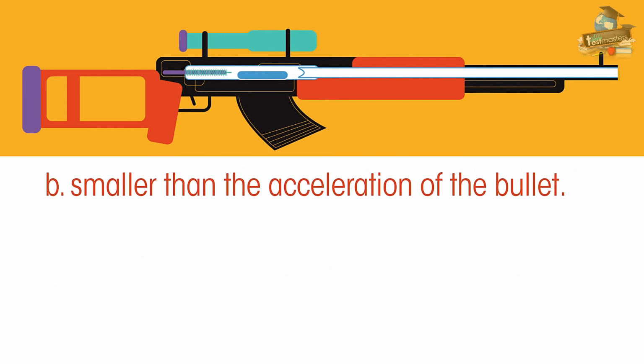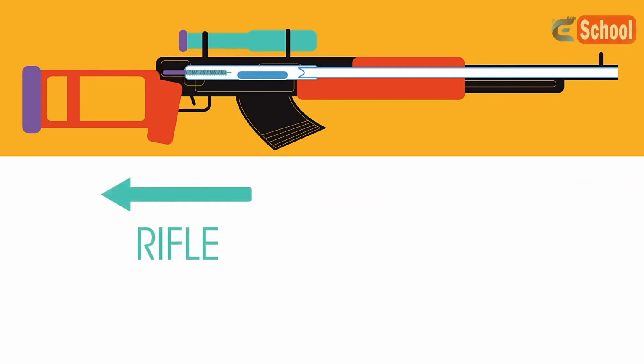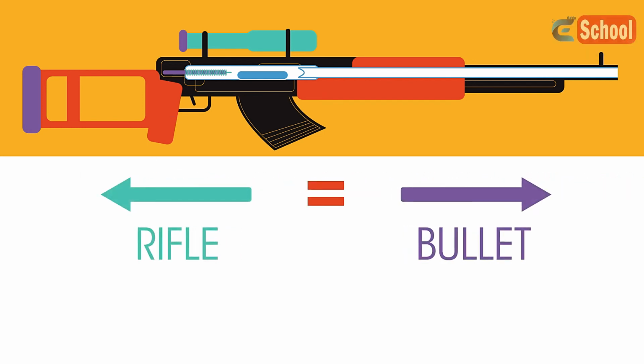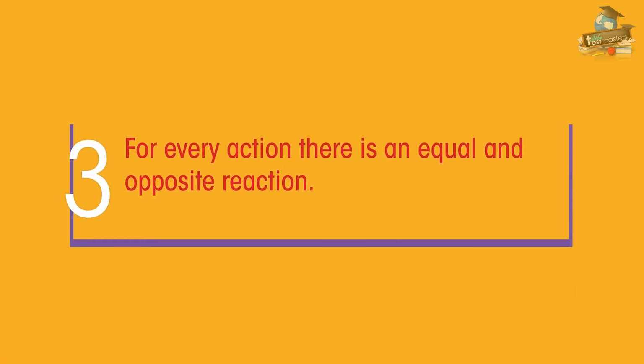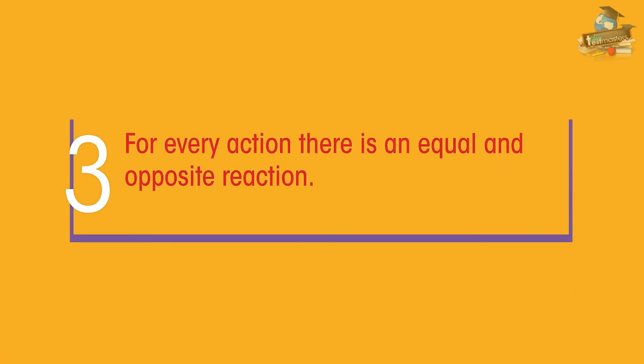The answer is B. The force on the rifle equals the force on the bullet, yet acceleration depends on both force and mass. The bullet has a greater acceleration due to the fact it has a smaller mass. Remember, acceleration and mass are inversely proportional. For more on acceleration, watch this video. And that's how Newton's third law can be applied.